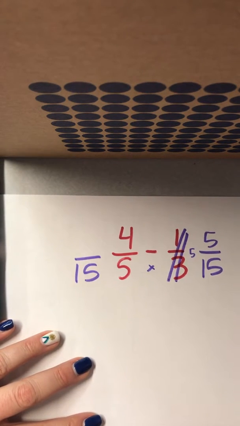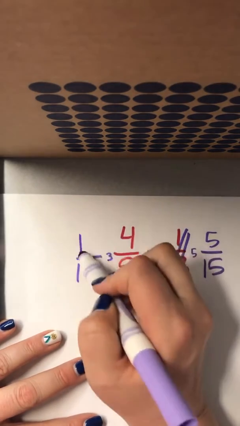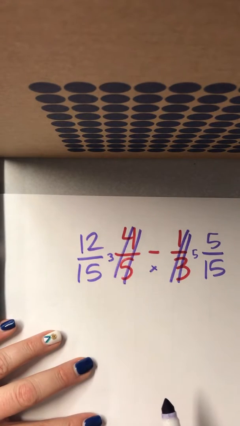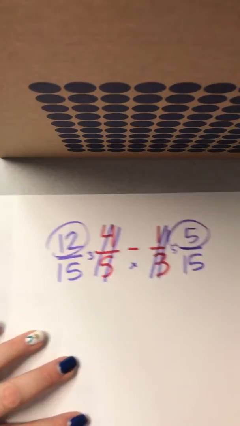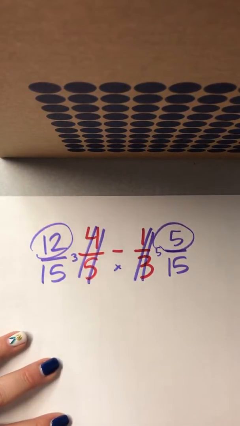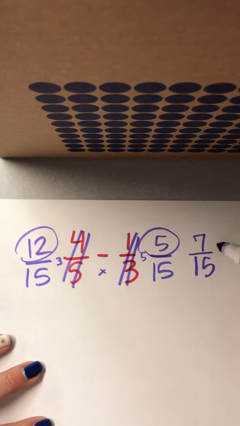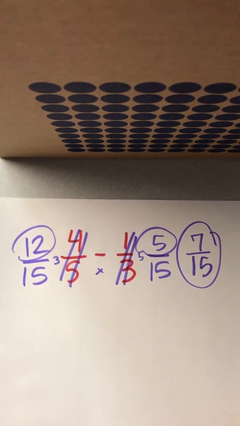I just made an equivalent fraction. 5 times 3 is 15, so 4 times 3 is 12. So I just made an equivalent fraction there. Now I just subtract them. 12 minus 5 is 7. Your answer is 7/15. Another prime. So 7/15 cannot be simplified. If it were 7/14, it could be.